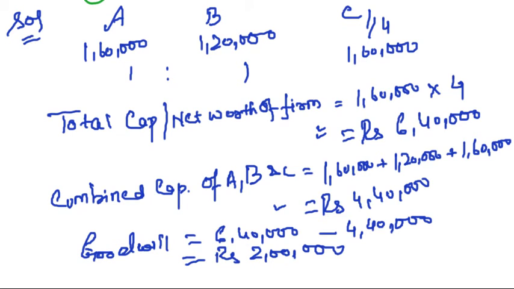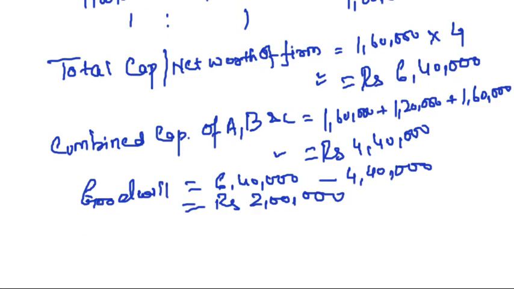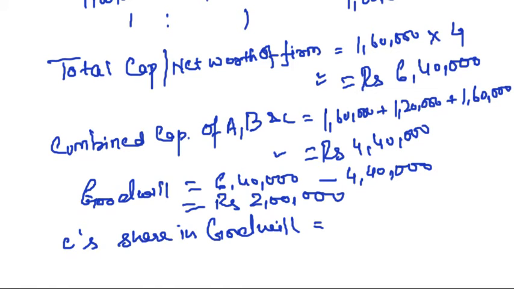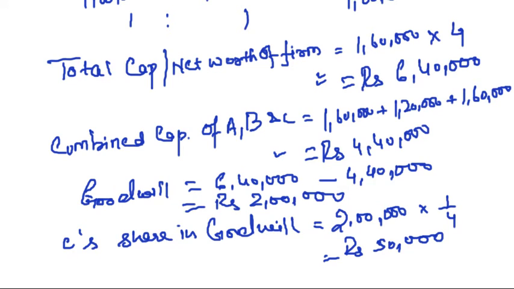According to C's share, the capital of the firm should have been 6,40,000, but actually the capital of the firm is 4,40,000. This 2 lakh extra is goodwill of the firm. Now C's share in goodwill is 2 lakh times 1/4, rupees 50,000. Now they have asked us to pass the journal entries.